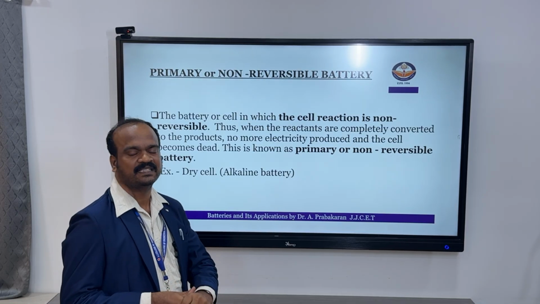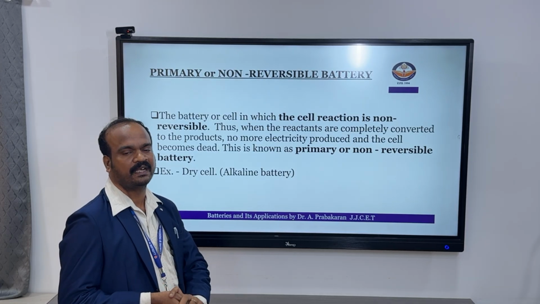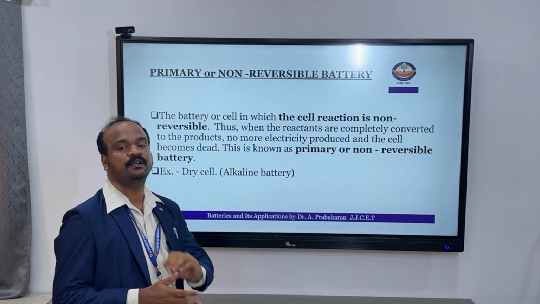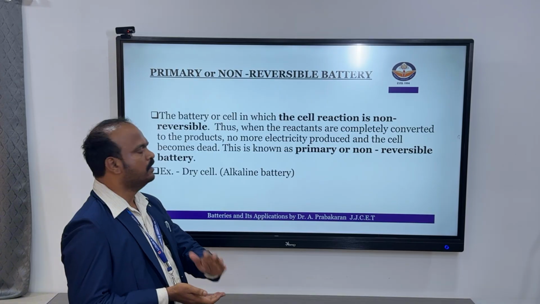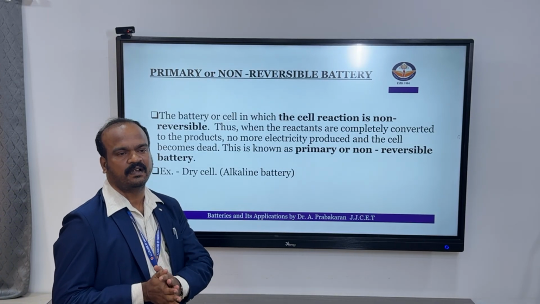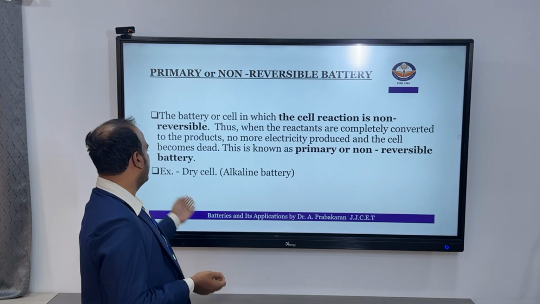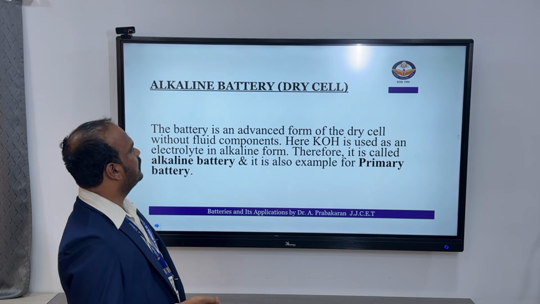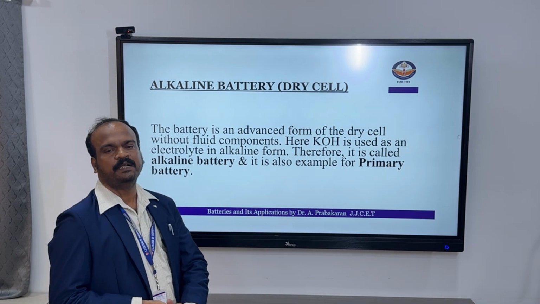So the primary battery is a non-reversible battery. That is, the electrochemical reaction does not reverse. Only the forward reaction takes place. After completing the full forward reaction, the battery becomes dead. It is not capable of being recharged. For example, the dry cell. So the alkaline battery and dry cell are primary battery examples.